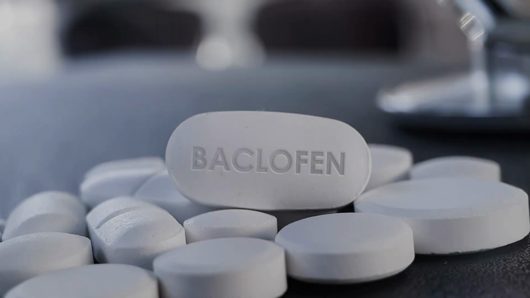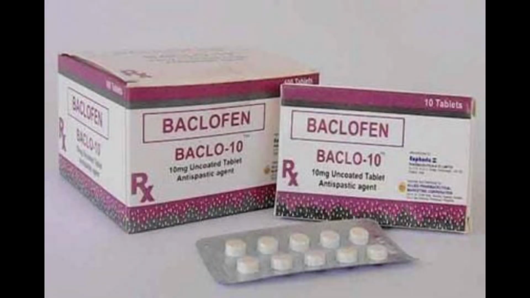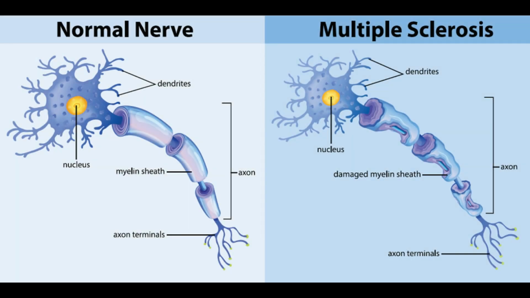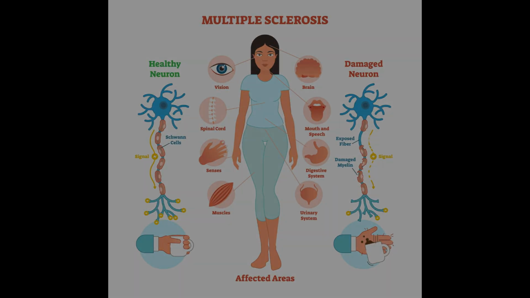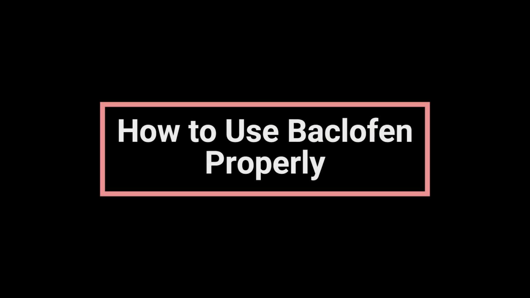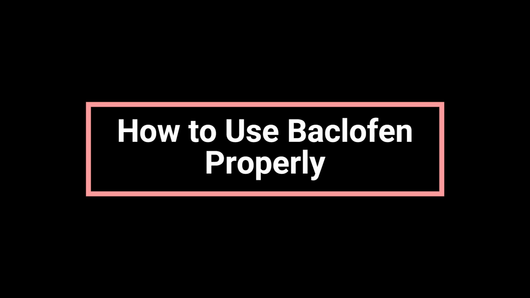How to use Baclofen. Baclofen is a prescription muscle relaxant used to relieve muscle spasms caused by multiple sclerosis or spinal cord injuries. It is approved for use in adults and children aged 12 years and older. How to use Baclofen properly. Baclofen is taken by mouth, usually 3 times a day.